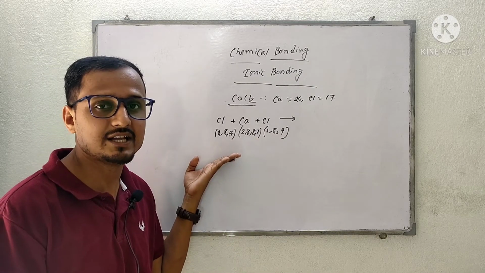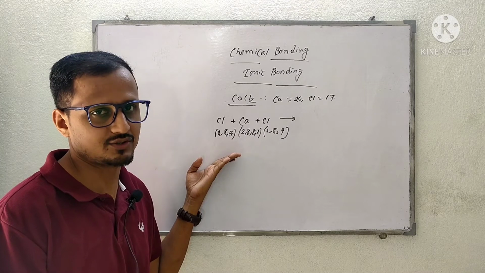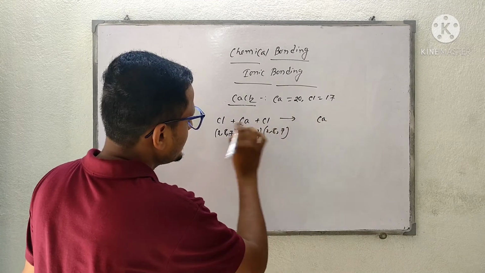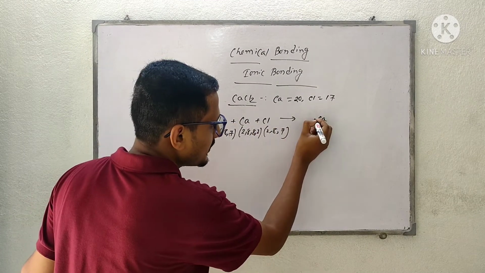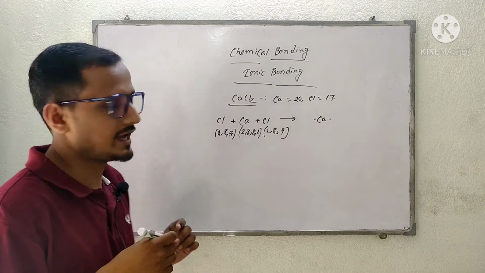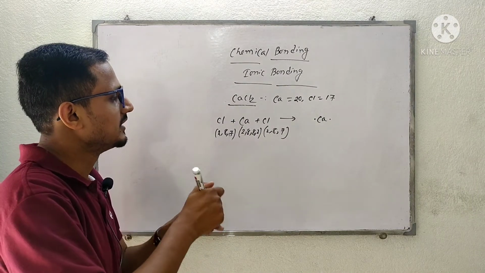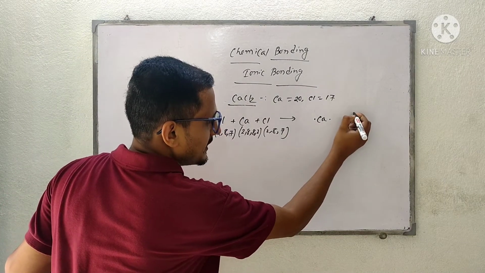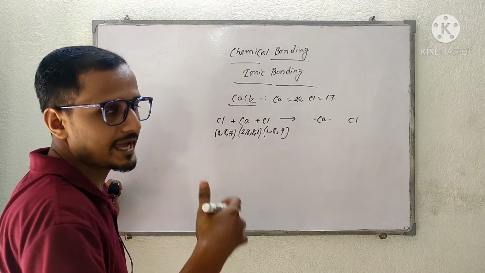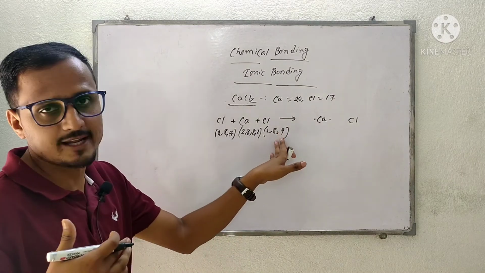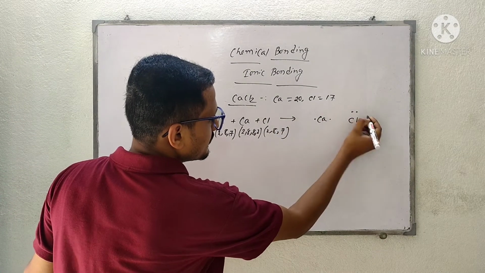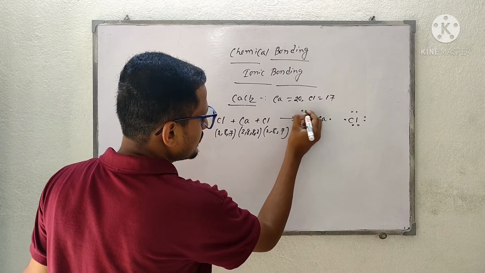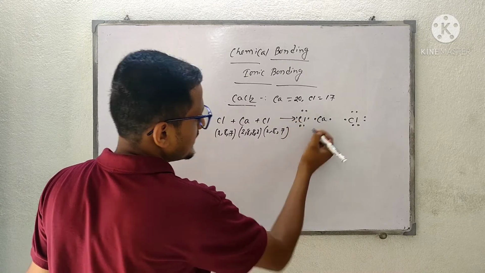Only the valence electrons will participate in the bonding, not the inner electrons. Now for calcium, the valence electron is 2. So how will we write? Here 1, here 1. And for chlorine, how many electrons are there in the valence shell? 7. So here we write chlorine's 7 electrons, and we want to write them as pairs: 2, 4, 6, 7. And for this chlorine also 2, 4, 6, 7.